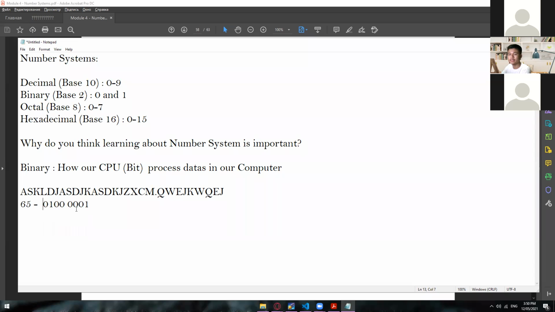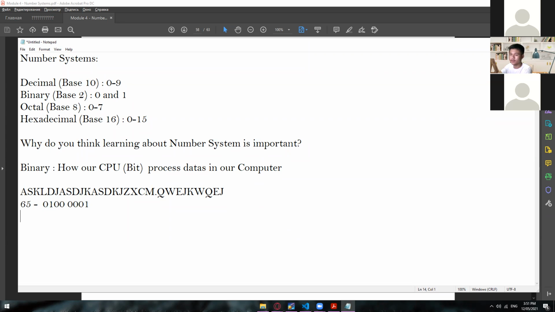Okay. So basically, as I was typing this letter A, my computer is reading this kind of number: 01000001. Our computer is the only one who can understand those kinds of numbers. So in the CPU, it reads letter A as this number.